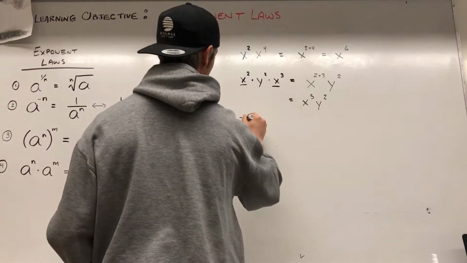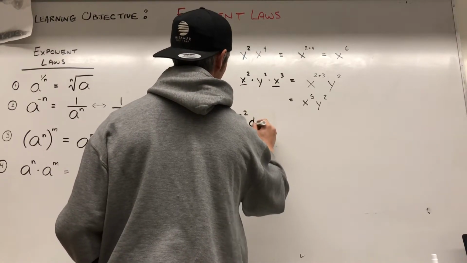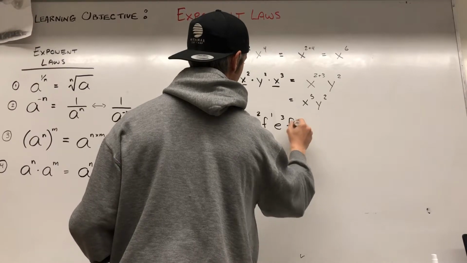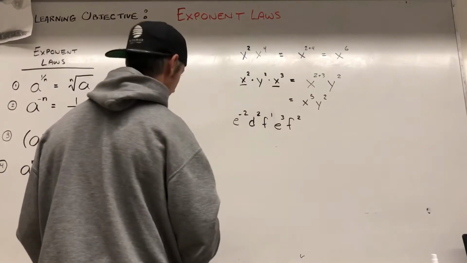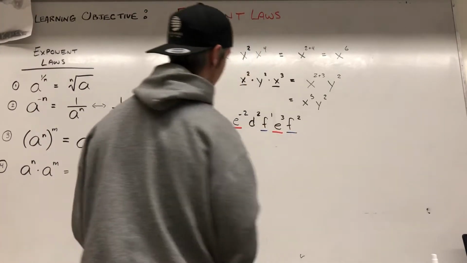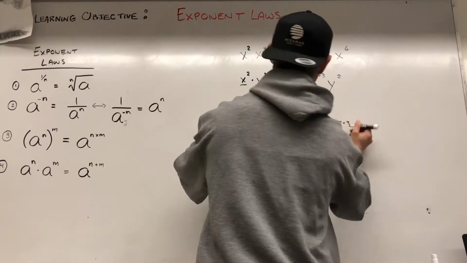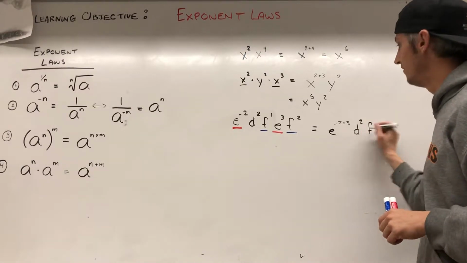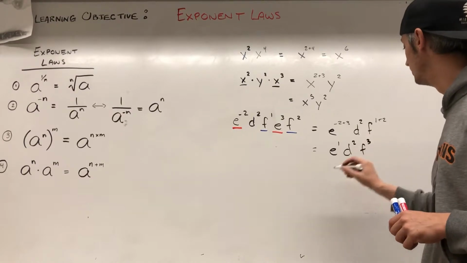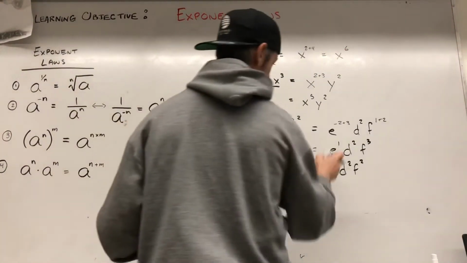If I had e to the negative 2 times d squared times f to the 1 times e cubed times f squared, well, what would I do? I would collect. So first I would find, okay, I've got two sets of e's and two sets of f's. So I've got e here, e there, and f here, f there. So then I collect my e's, I say, okay, I've got e to the negative 2 plus 3, I've got d squared, and then I've got f to the 1 plus 2. This works out to e to the 1 d squared f cubed, or e d squared f cubed. I don't have to show a 1 exponent, because e to the 1 is just e.